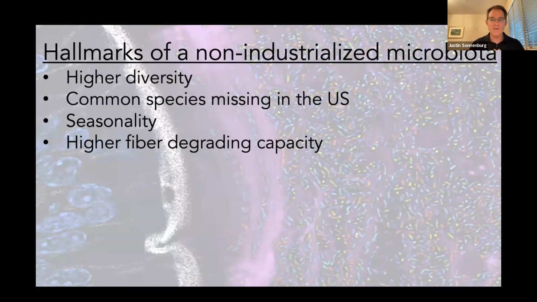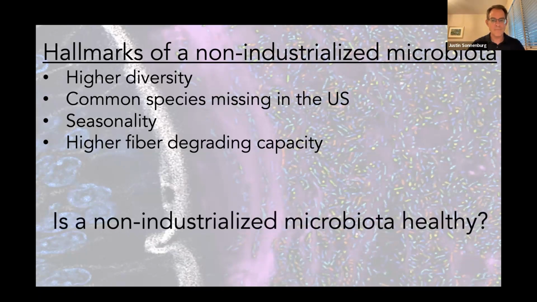We know that a non-industrialized microbiota has higher diversity. It has common species that are missing in the United States. We don't know that all these species are beneficial, but we know that there hasn't been any foresight in this microbiome change. And so to think that we would have only lost bad species is probably a bit misguided. We probably have lost species that are important for our health. We also see incredible seasonality and a lot of high fiber degrading capacity in the hunter-gatherer gut microbiome. So is a non-industrialized microbiota healthy?